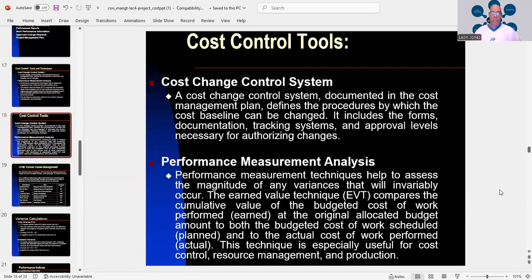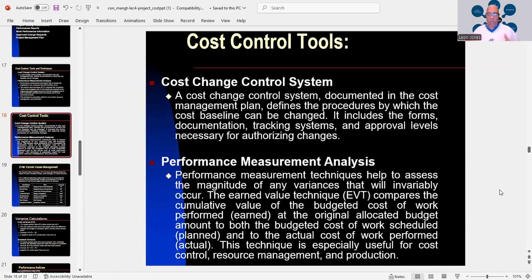Now, under the cost change control system, I just gave it to you before. We have the cost change control system documented in the cost management plan. Again, it defines the procedures by which the cost baseline can be changed. It includes the forms, documentation, tracking systems, and approval levels necessary for authorizing changes.